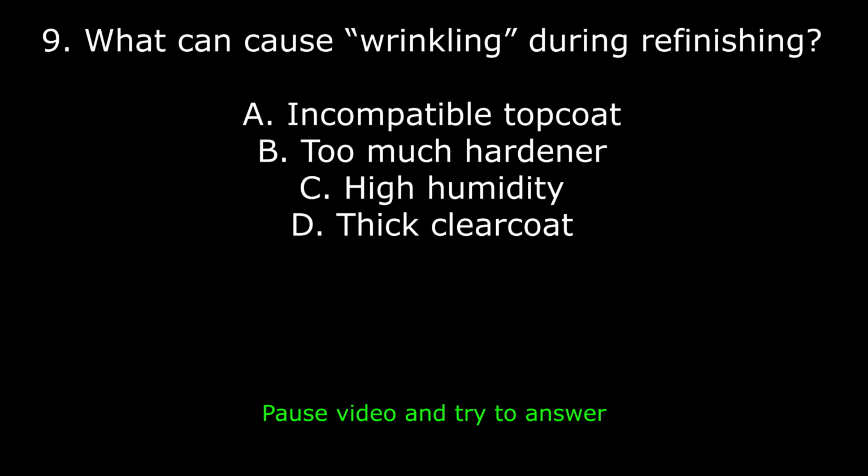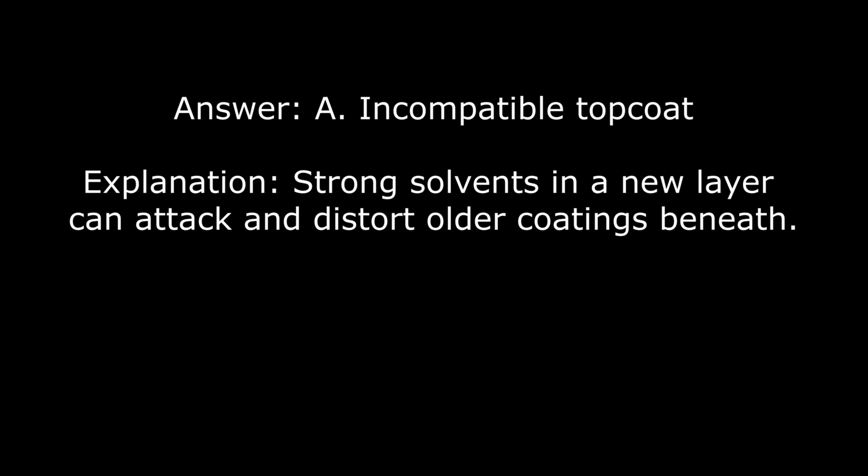9. What can cause wrinkling during refinishing? A. Incompatible top coat. B. Too much hardener. C. High humidity. D. Thick clear coat. Answer: A. Incompatible top coat. Explanation: strong solvents in a new layer can attack and destroy older coatings beneath.